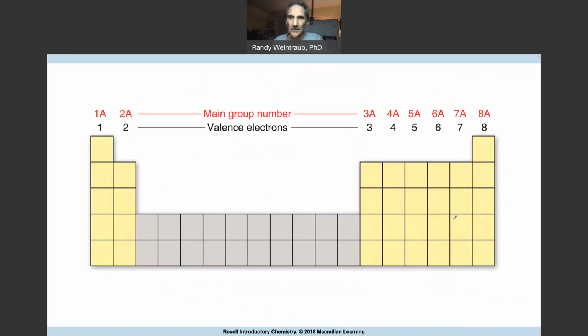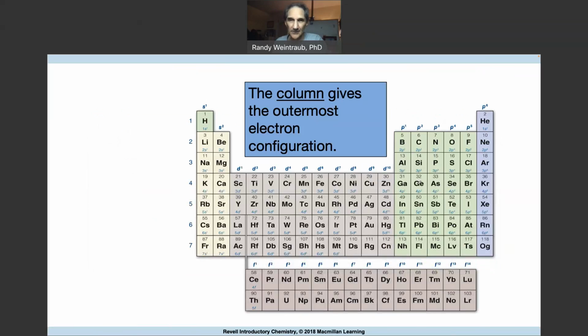Recall that we can identify main group elements using the numbering system 1A through 8A. These numbers give us a quick reference to identify the number of valence electrons in these main group elements. For example, carbon, silicon, and germanium are group 4A. Each of them has 4 valence electrons.